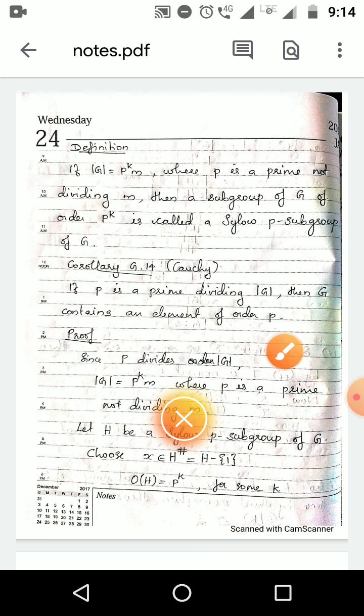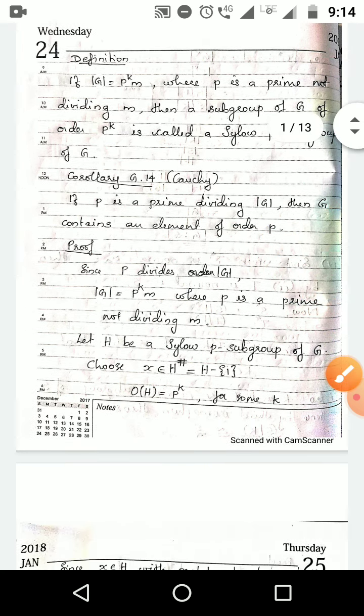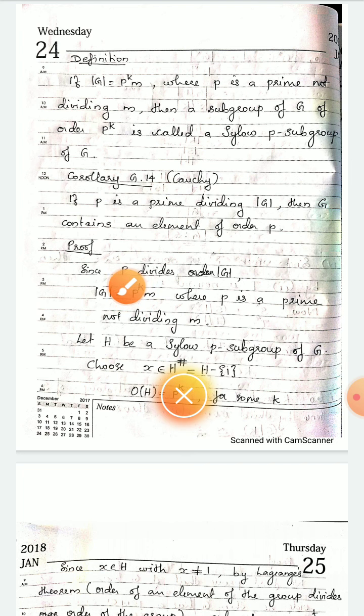Let's look at the proof of Cauchy's theorem. It is given that the prime number p divides the order of G. So the order of G must contain a factor p. So the order of G can be some p^k · m. We are taking the maximum possibility, since the order of G can have more than one factor of p.